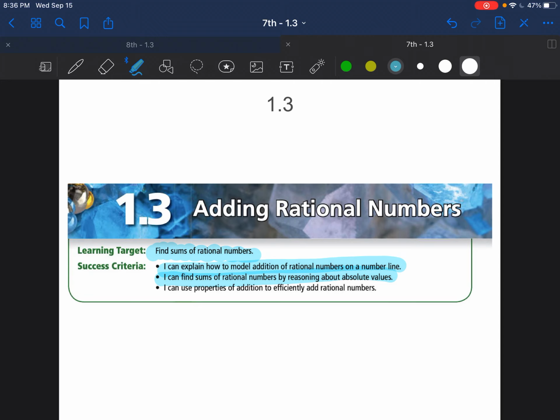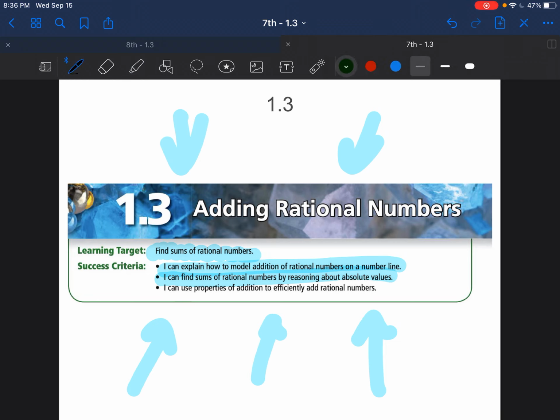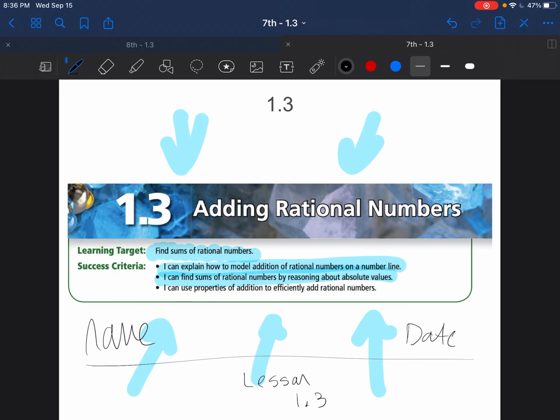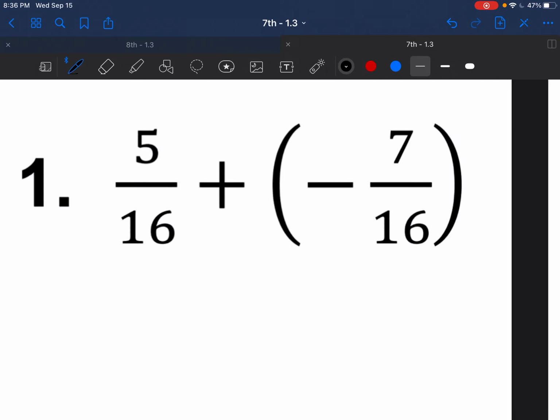Please make sure you copy this down. Write it down. I should see this in your notes. This should be the first thing. Also, please don't forget to write your name right on the left side. Write the date, and then today's lesson title would be 1.3. All right, so again, please don't forget to write those things down. It's very important that I know that you are taking good notes. Okay. All right, let's move on to question number 1.